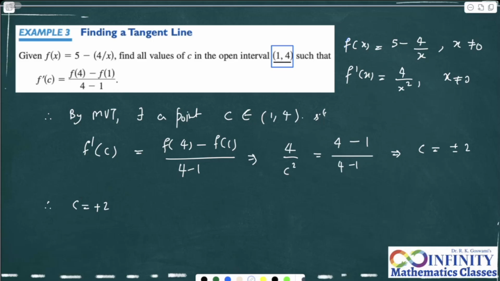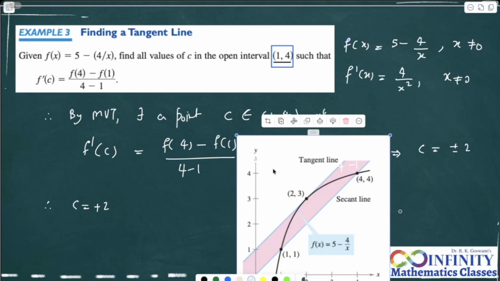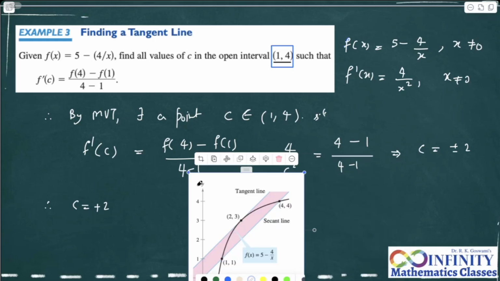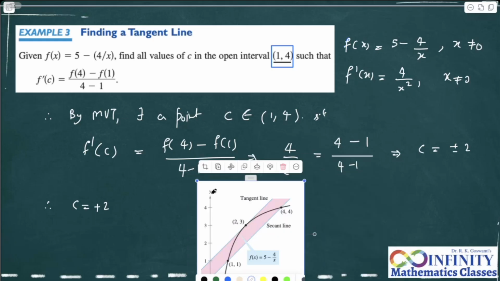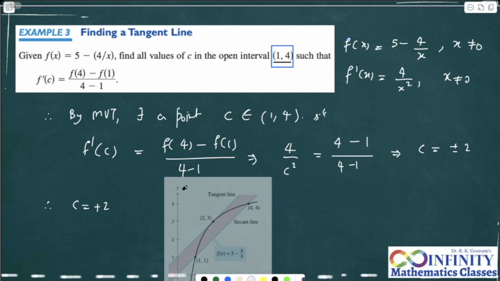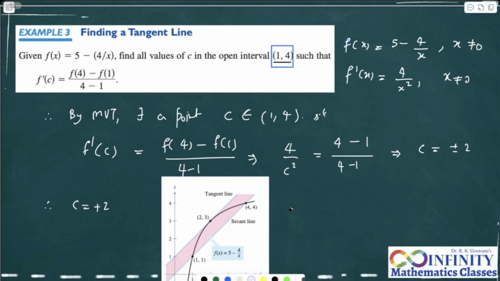When you're writing this full proof, you say by MVT, and then you state that if a point C is this, such that, do you have to write out everything in between? Yes, you should. And then you say C equals plus 2. Yes. So this is a similar statement.